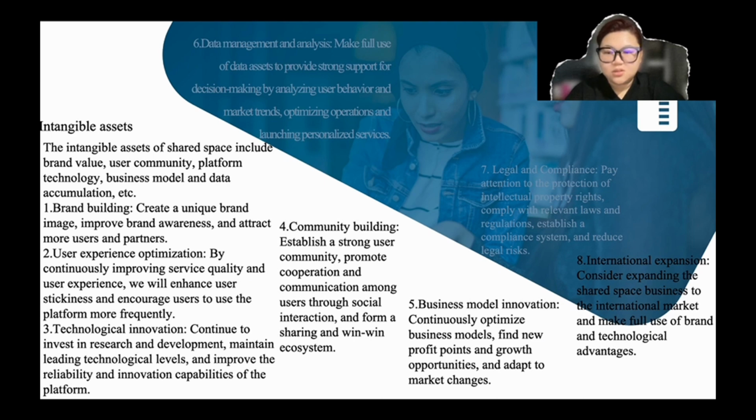By continuously improving service quality and user experience, we will enhance user stickiness and encourage users to use the platform more frequently. The next one is technology innovation. Continue to invest in research and development to maintain leading technological levels and improve the reliability and innovation capability of the platform.